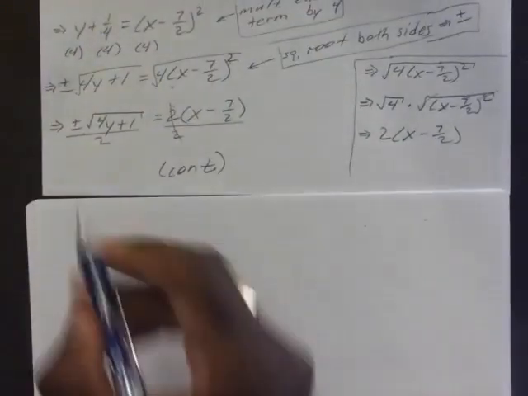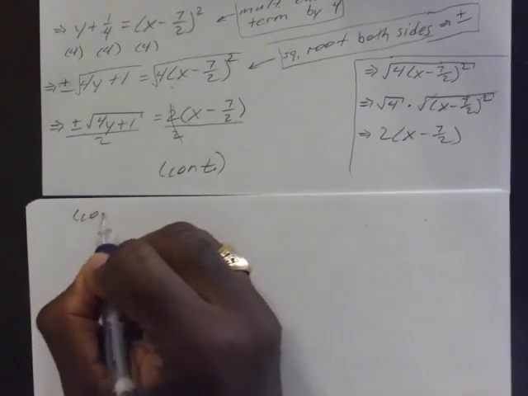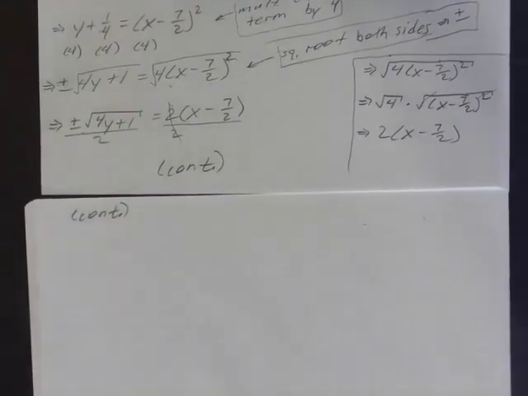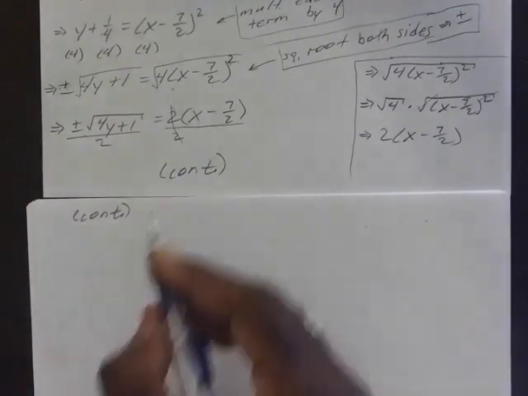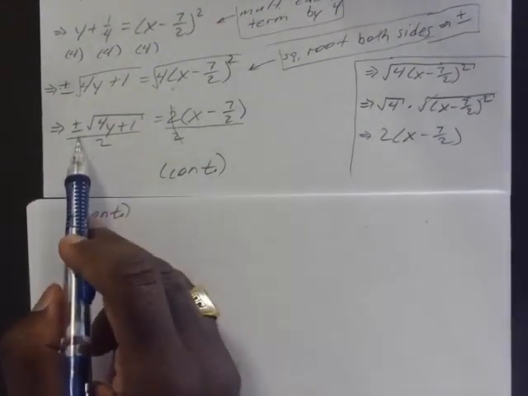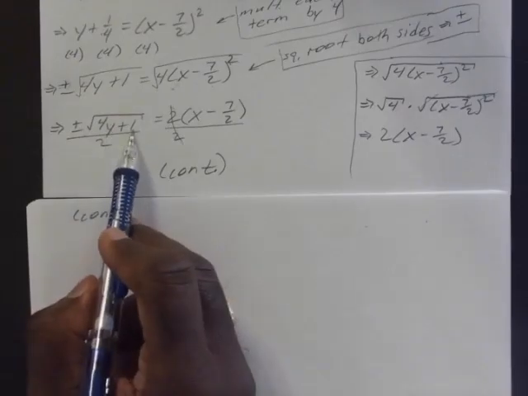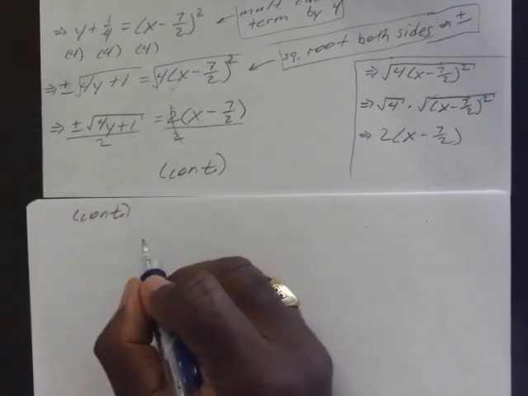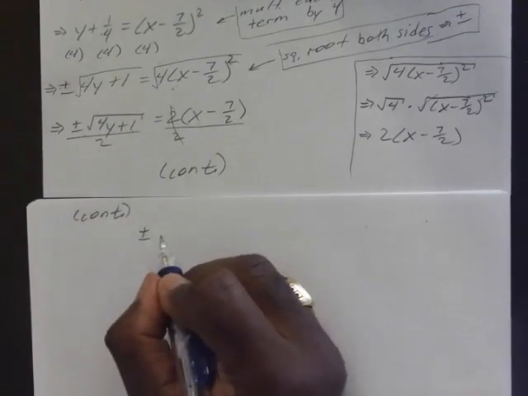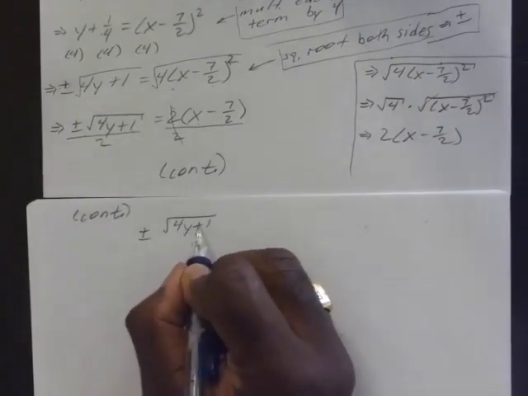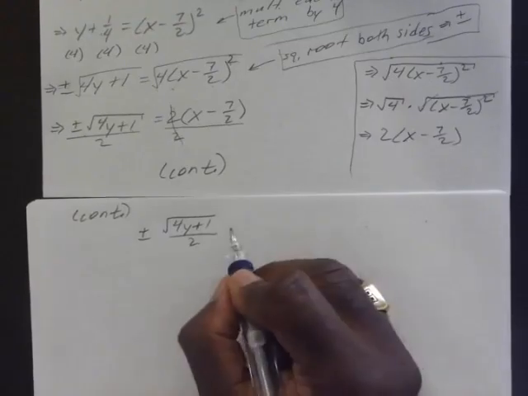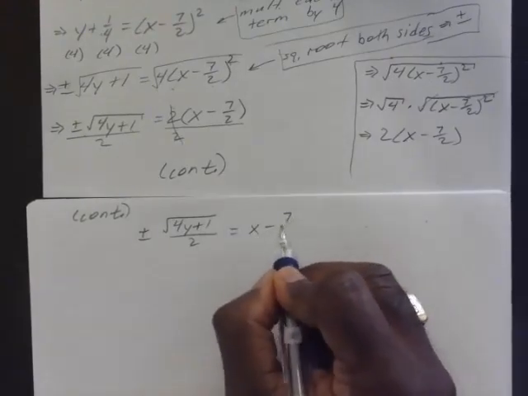Just to show where we left off. So we have x minus 7 over 2 is equal to plus or minus square root of 4y plus 1 over 2. Okay, so we have plus or minus square root of 4y plus 1 over 2 is equal to x minus 7 over 2.